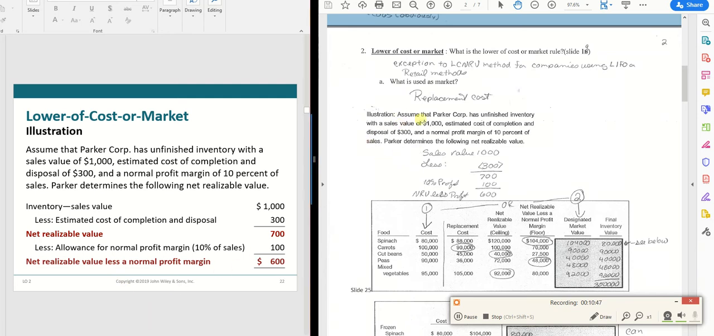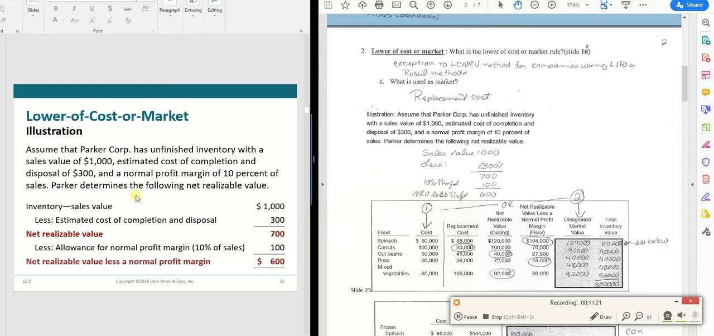Okay, so assume that Parker Company has unfinished inventory with a sales value of $1,000, estimated cost of completion and disposal of $300. So notice, just like before, our net realizable value is $700, so that's our ceiling. And then I subtract a normal profit margin of 10% of sales. So 10% of selling price is 10% of 1,000, so $100. So my floor is 600. So these are my ceiling and my floor.